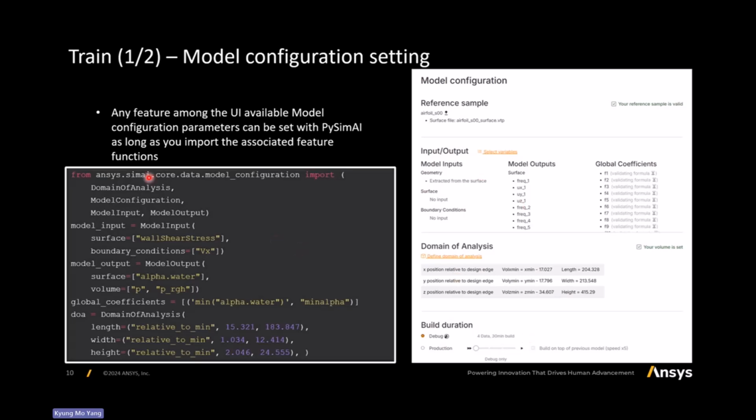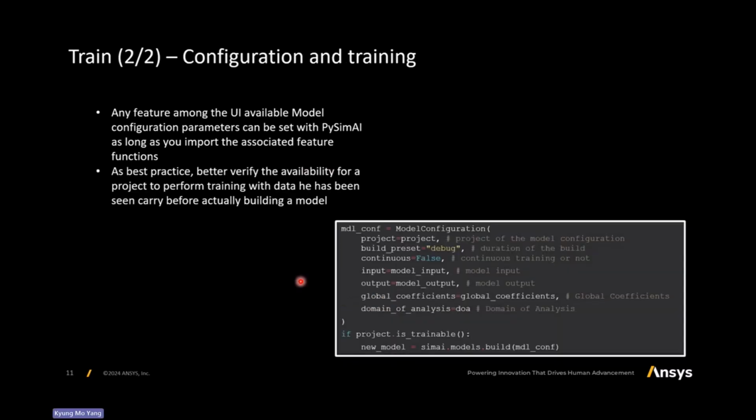And to do that, you can do all this within PySimAI as well. You are going to have a model configuration sub-library, which contains all the different parameters, the different parts and subparts that you can configure through the model configuration. And you are going to define each of the different parts and areas that you would have defined the same way within the browser.